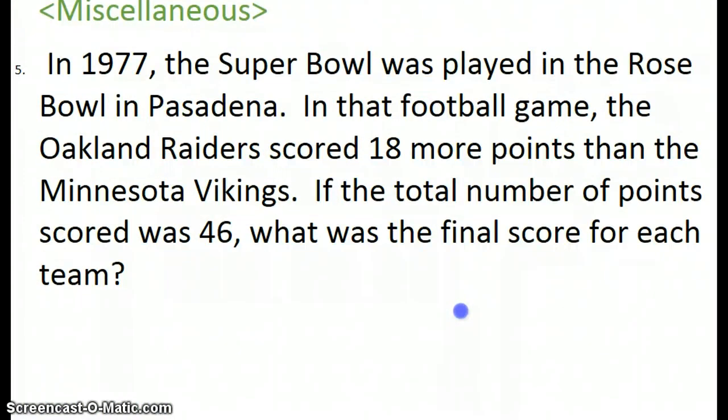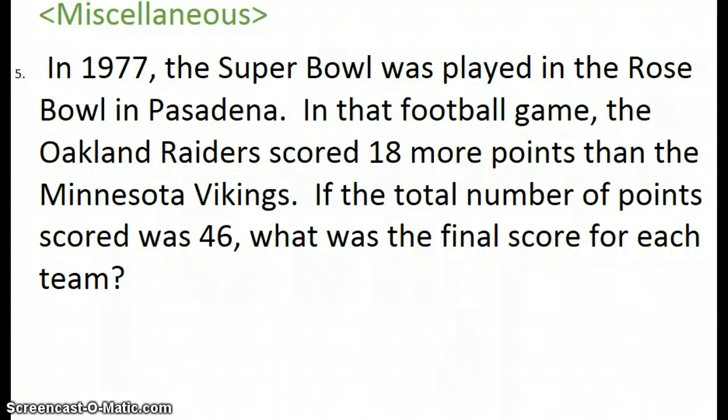Here's one more that we didn't get to in class. This is a pretty easy one. In 1977, the Super Bowl was played in the Rose Bowl in Pasadena. In that football game, the Oakland Raiders scored 18 more points than the Minnesota Vikings. If the total number of points scored was 46, what was the final score for each team? Now, you are all mathematically intelligent, and I know that you can just pick some numbers and start plugging stuff in and see how it works out. We need to do this algebraically.